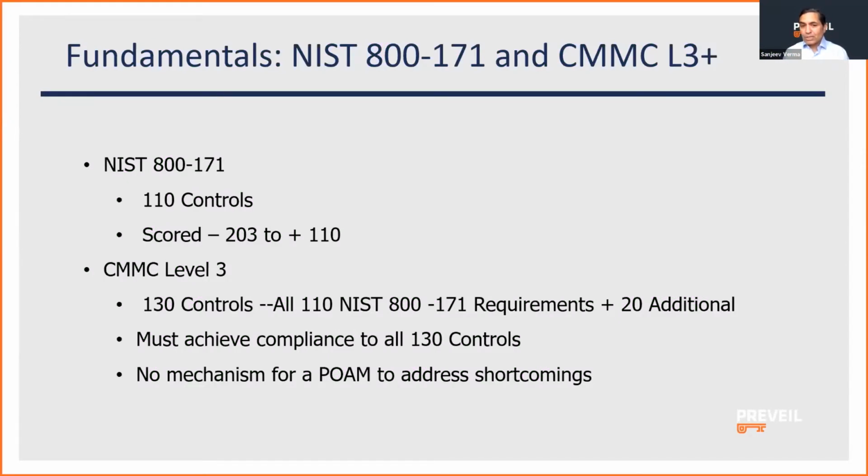But in CMMC, at level 3, you must achieve compliance to all 130 controls. There is no mechanism for a POAM to address shortcomings. So it demands a level of perfection, and there are consequences to not achieving the perfection. The consequences, as currently specified in the CMMC program, are that if you are under a program that is asking for CMMC, if that's what's in your contract, and you do not meet CMMC level 3 and are holding CUI, then you are ineligible to participate in that program.